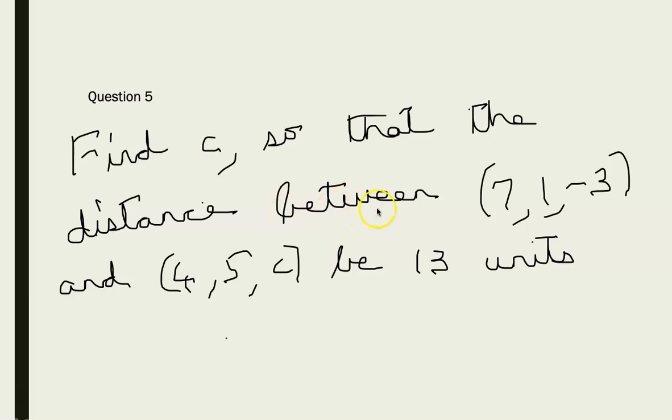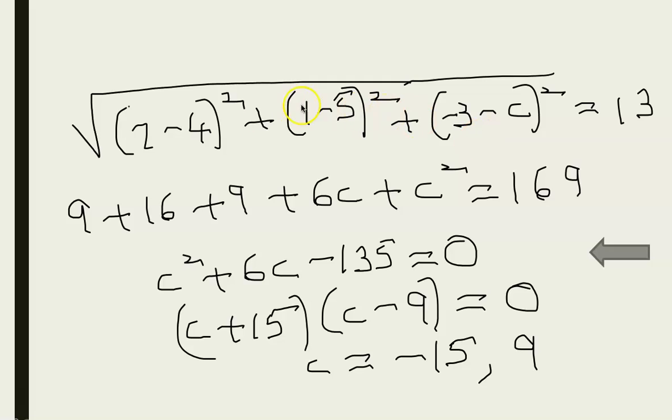Find c so that the distance between 7, 1, -3 and 4, 5, c is 13 units. So using distance formula, you get root of 7 minus 4 the whole squared plus 1 minus 5 the whole squared plus -3 minus c the whole squared is 13. When you have a square root, you square both sides. So you get 9 plus 16 plus, this is a plus b the whole squared, 9 plus 6c plus c squared is 169. You get a quadratic. Solving it, you get c squared plus 6c minus 135 is 0, so c is -15 and 9.